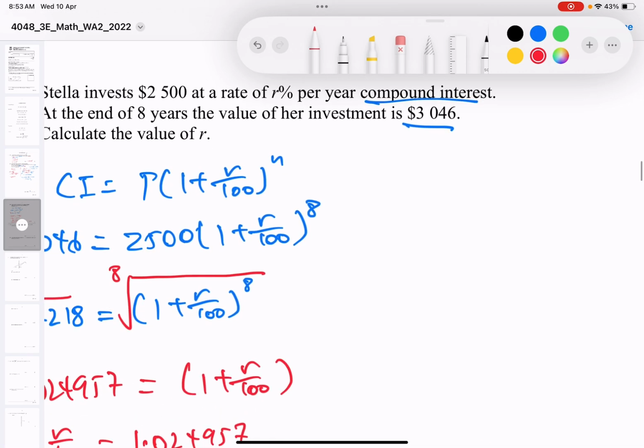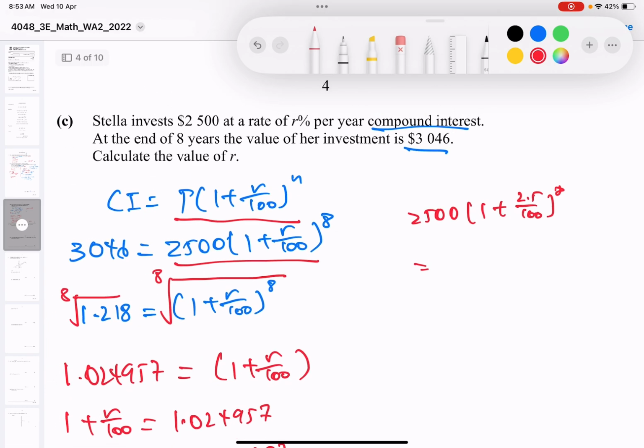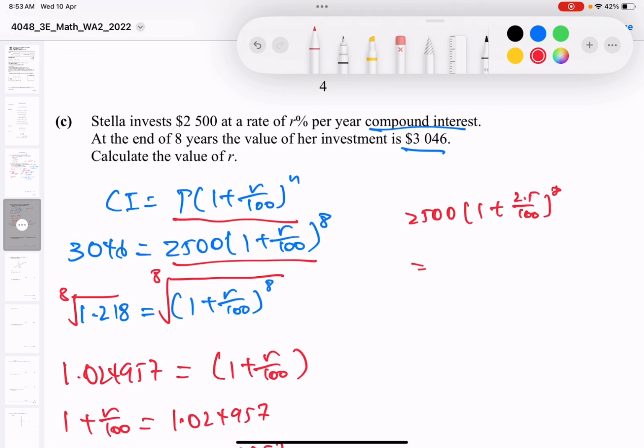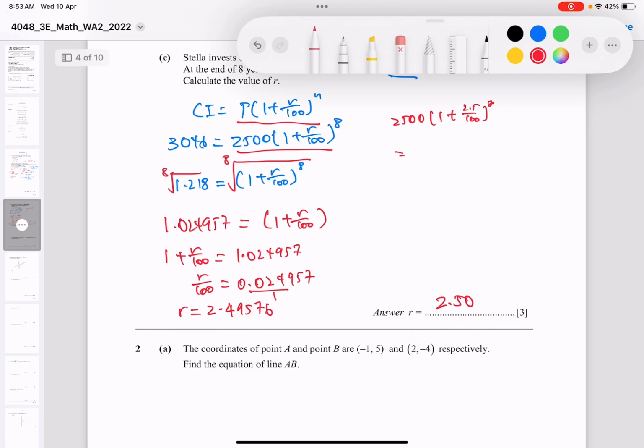Let's say if you want to substitute back inside here, specifically, you can try 2,500 times (1 plus 2.5 over 100) to the power of 8. Enter this in your calculator: 2500, open bracket, 1 plus 2.5 over 100, close it, to the power of 8, okay? And you will get 3046, okay? So that's how you double check your answer in the exam to see whether you are correct or not. Okay, so let's move on.